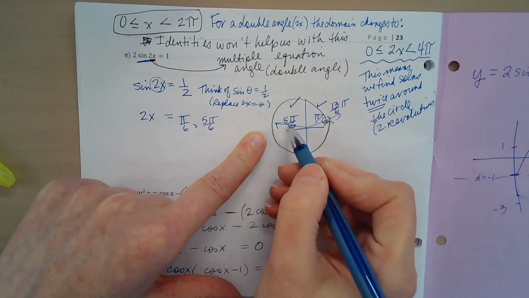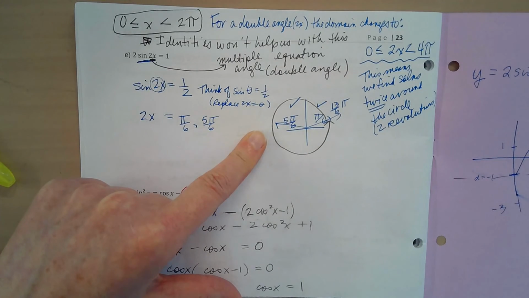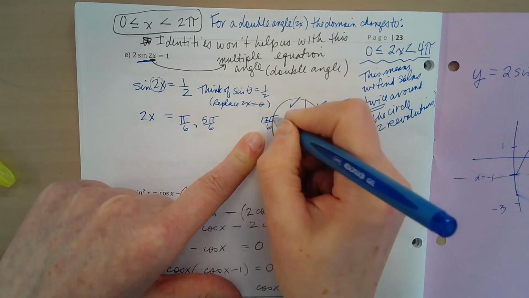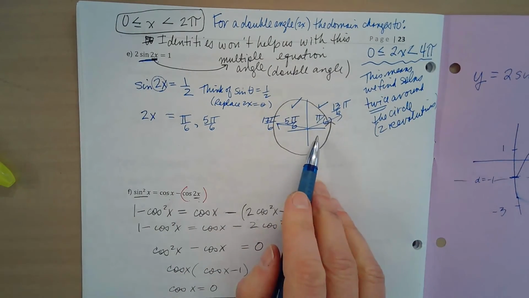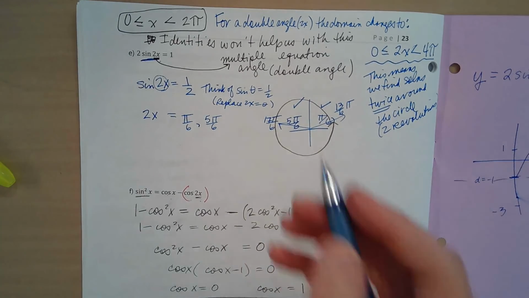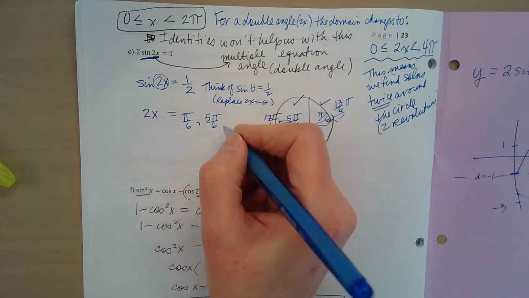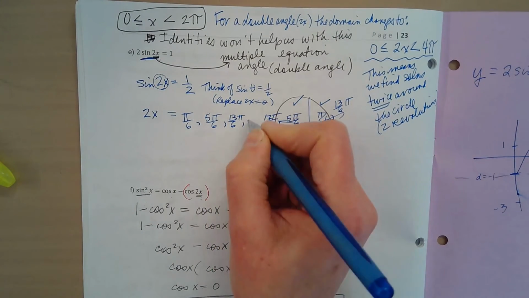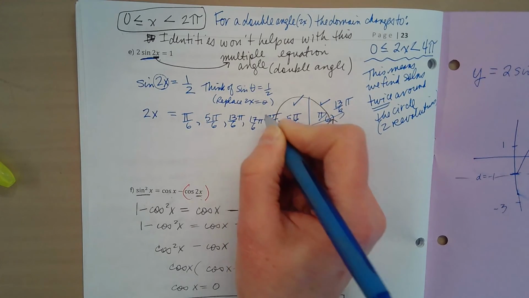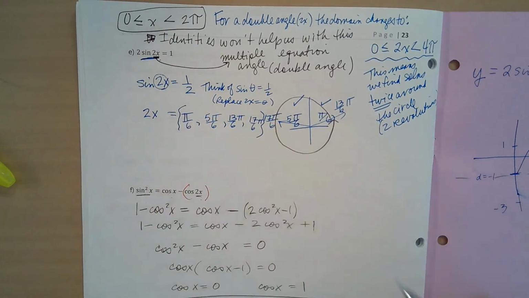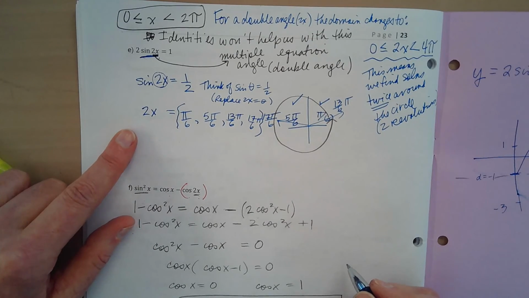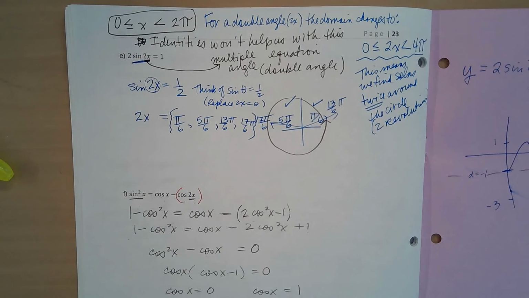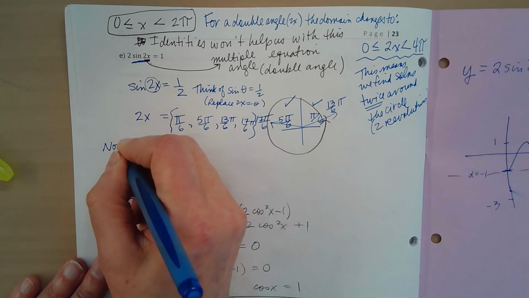Okay, and what about this one? 5 pi and another 2 pi, 17 pi on 6. Okay, so, and that's it. Now I've completed 2 rotations, right? So my answers are pi on 6, 5 pi on 6, 13 pi on 6, and 17 pi on 6. Okay, so these are my set of answers if I was solving for 2x, but you're actually solving for x. Okay, now we solve for x.